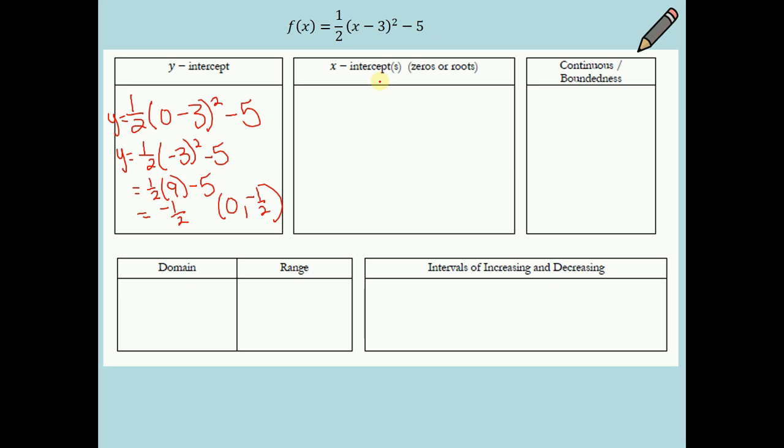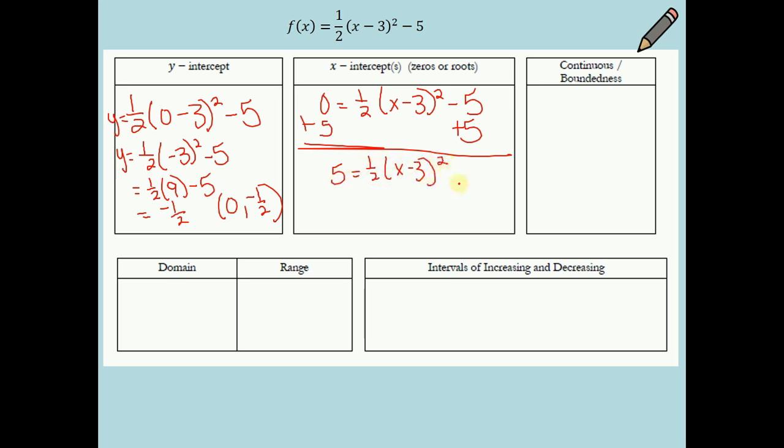X-intercepts, remember guys, you have to set equal to 0 and solve. So I'm going to do 0 equals 1/2 times the quantity x minus 3 squared, minus 5. We've solved this. Solve by square root, right? So let's add 5 to both sides. I got 5 equals 1/2 times the quantity x minus 3 squared. Multiply by 2 to get rid of that 1/2. So that'll be 10 equals x minus 3 squared.